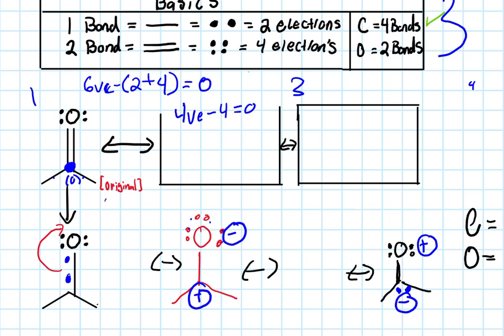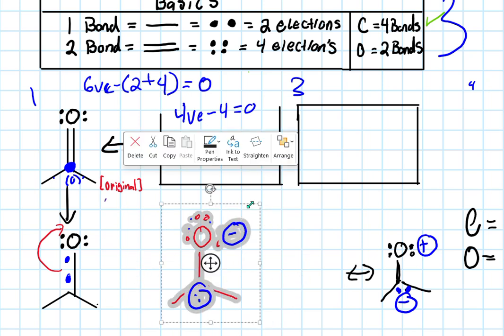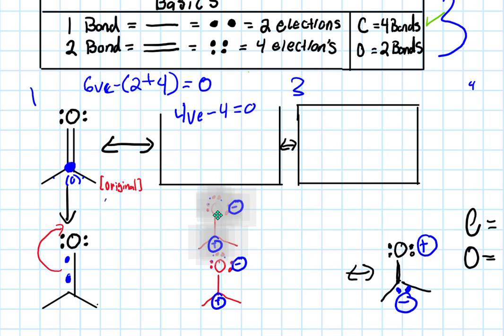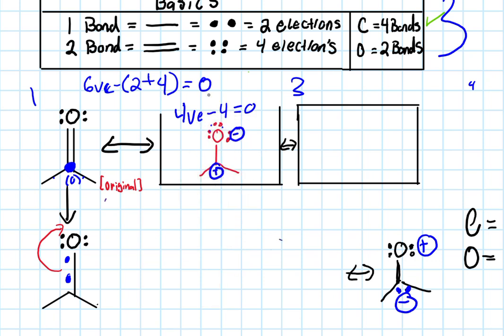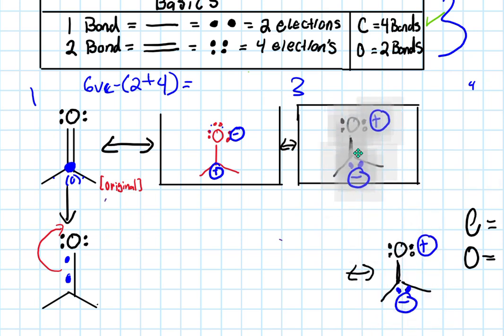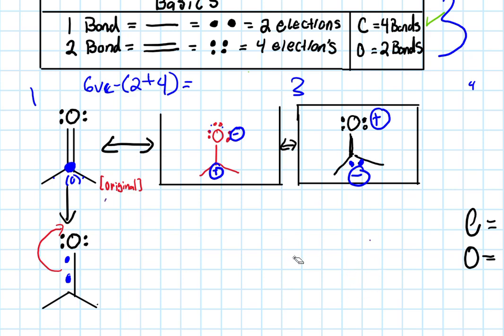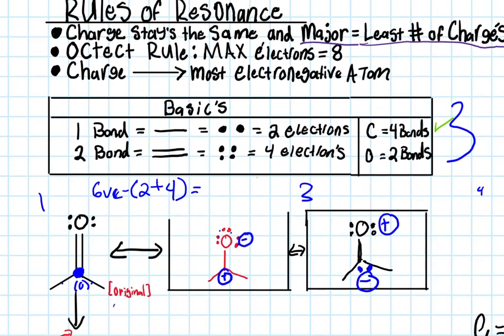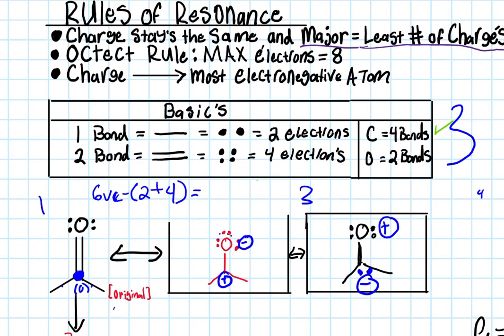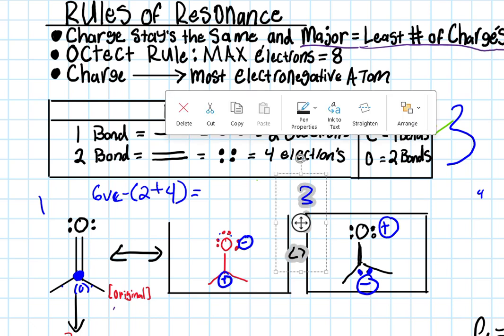Now we have to figure out which one is going to be the major and which one's going to be the minor. And this is going to be important for all your organic chemistry classes. They're going to ask you which is the major and which is the minor. The way you do that is by looking back at the rule set that we had to begin with to deduce that. So let's look back at the rules. The rules say the charge stays the same. Does the charge stay the same for all of them? The original, everything's supposed to end up at 0.